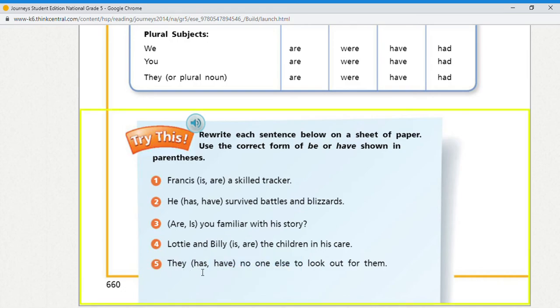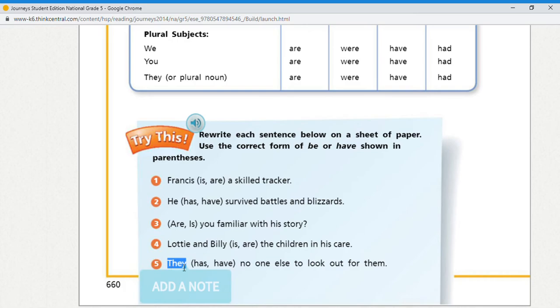They has the last sentence. They has or have no one else to look out for them. So here, guys, we're going to look at the subject as well. So they, it's a plural subject. So I'm going to use have. They have no one else to look out for them.